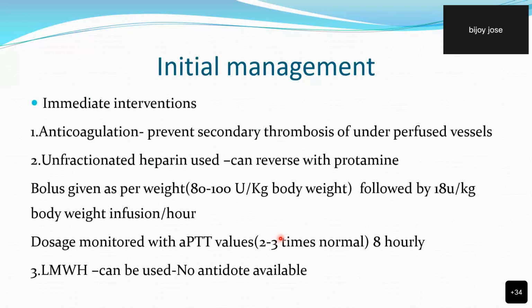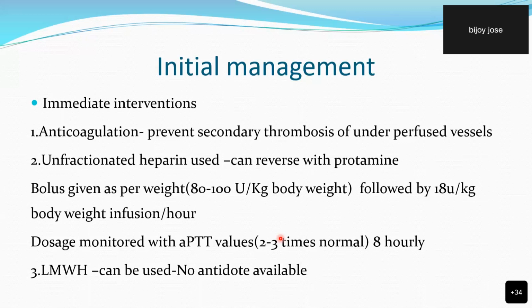Then next we come to initial management. In all patients with acute limb ischemia, some steps are common. Immediate interventions: first, we have to anticoagulate the patient because it prevents secondary thrombus formation in the underperfused vessel. Depending upon the weight of the patient, we do systemic heparinization. We use unfractionated heparin, and the advantage is we can reverse it with protamine. The bolus is given as per body weight, 80 to 100 units per kilogram, followed by 18 units per kilogram per hour as an infusion. Our target APTT is usually 2 to 3 times normal, and we monitor the APTT 8-hourly.